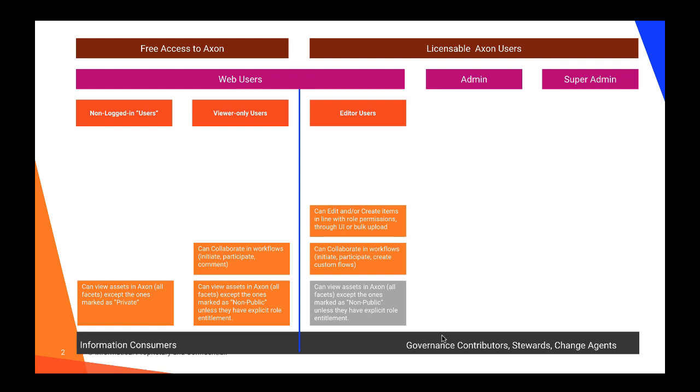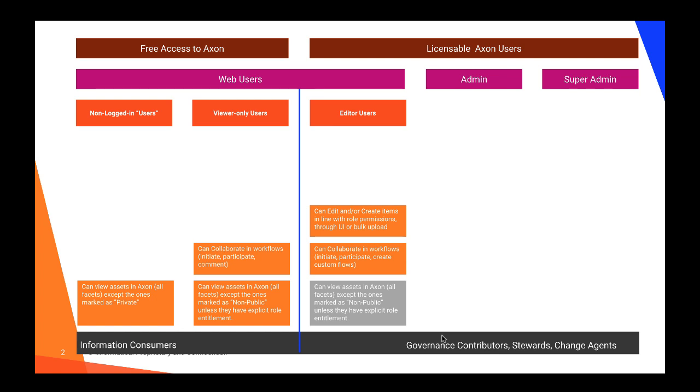The third type of web user are the editor users, and this is when they become licensable. So once somebody has an editor role, then they will be counted in the license model. Now the way they become an editor user is if somebody takes on a stakeholder role in Axon, which comes with an attached permission to create or to edit something.